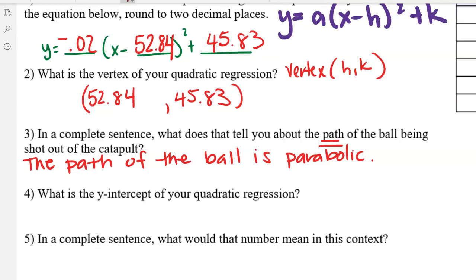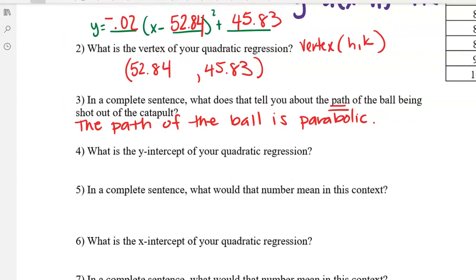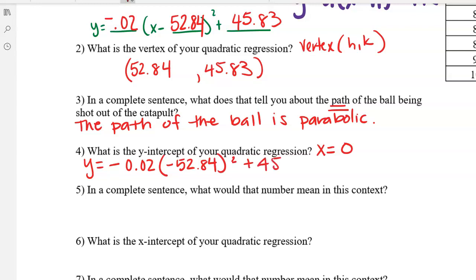Number 4, Cam. Can you help me with number 4? What is the y-intercept for the quadratic regression? Great. So Cam, y-intercept is when x equals what? 0. Good. Y-intercept is when x equals 0. So students, we do have to solve for this. So y equals negative 0.02 times 0 minus 52.84, which is negative 52.84, and we have to square it. Then we need to add 45.83.